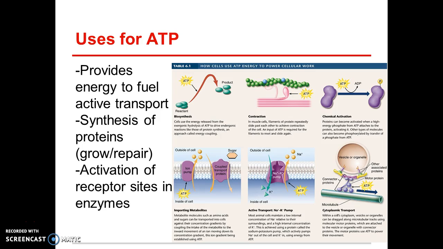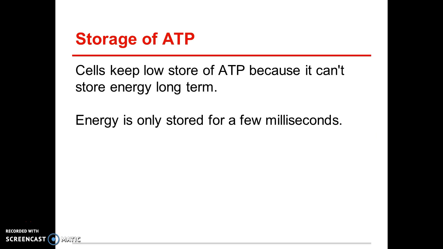And then remember the enzyme, remember the lock and key enzyme little drawings and processes that we learned? ATP actually activates receptor sites on the enzymes for the lock and key model method. A little note about the storage of ATP. Cells actually keep very low store of ATP because it can't store energy in the long term. It doesn't last very long, the molecule itself. So energy is only stored for just a few milliseconds in ATP form.